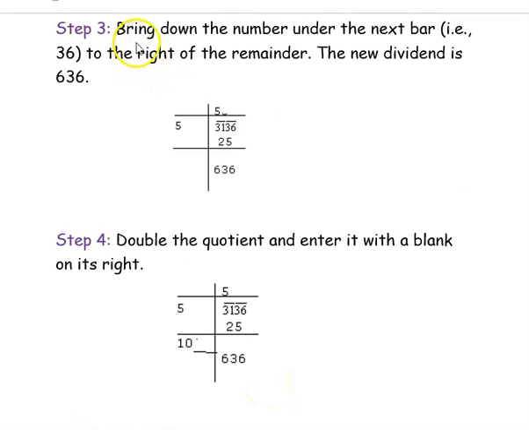The next step, I am going to bring down the number under the next bar, that is 36, to the right of the remainder. Here the remainder is 6, so I have brought down this 36 to the right of the remainder. And the new dividend is 636. In the fourth step, I am going to double the quotient. Here the quotient is 5, so I have doubled the quotient, so it will become 10. So I have written 10 here with a blank on its right side.